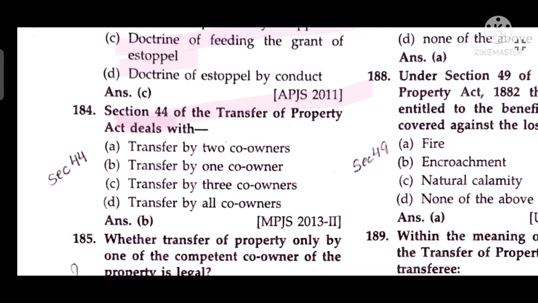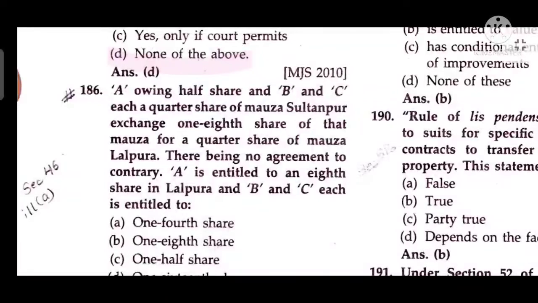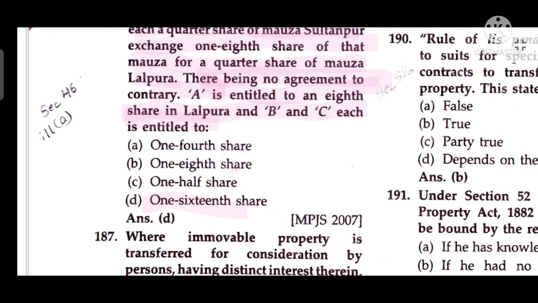Section 44 of Transfer of Property Act deals with transfer by one co-owner. With transfer of property, only one of the competent co-owners of the property is legal. None of the above. A owning a half share, and B and C each a quarter share of Mauza Sultanpur, exchange 1/8 share of that Mauza for a quarter share in Mauza Lalpur. There being no agreement to the contrary, A is entitled to a 1/8 share of Lalpur, and B and C each is entitled to a 1/16 share.